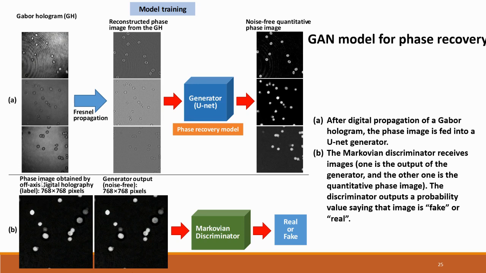So what happens here? We feed the Markovian discriminator with the concatenation of these two images. One is the phase image obtained by off-axis digital holography. This is the ground truth data. The other one is the generator output, which is a noise-free image. The image size is 768 by 768. And this Markovian discriminator tells us real or fake. In this study, we use two models. One is for red blood cell phase recovery, and one is for cancer cell phase recovery.